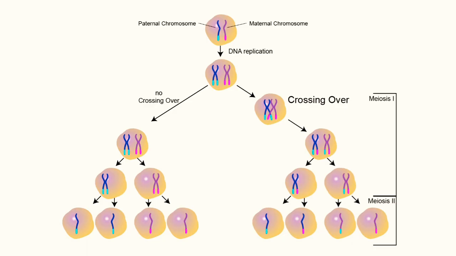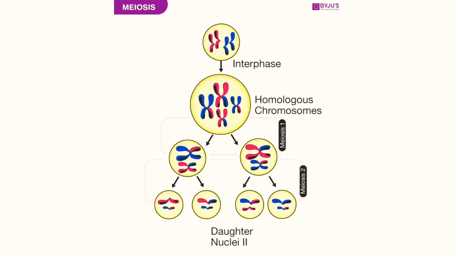Heterotypic division means first meiotic division. Children, why is it called heterotypic division? The daughter cells resulting from this division are different from the parent cell in the chromosome number. Homotypic division: homo means similar. The daughter cells are similar to the parent cell in the chromosome number.